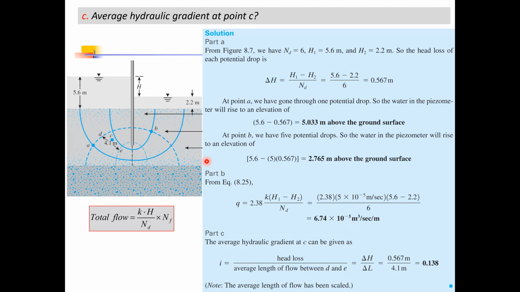If we want to determine the average hydraulic gradient over point C, let's assume that we are determining the head loss over these two equipotential paths. So we know it is 0.567, we have already determined, and this length L we can determine from geometry. As I have already told you, we generally draw these flow nets on a graph paper or on any scaled diagram. So if it is a scaled diagram, we can easily determine this length, which is already given to you in this problem. So simply by inserting the values over here, we can determine the average hydraulic gradient as 0.138. So this solves our problem number 1 for the day.